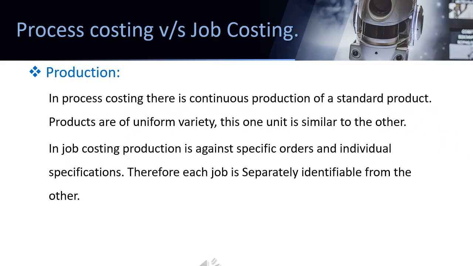Process costing versus job costing. Production. In process costing, there is continuous production of a standard product. Products are of uniform variety. One unit is similar to the other. In job costing, production is against specific orders and individual specifications. Therefore, each job is separately identifiable from the other.